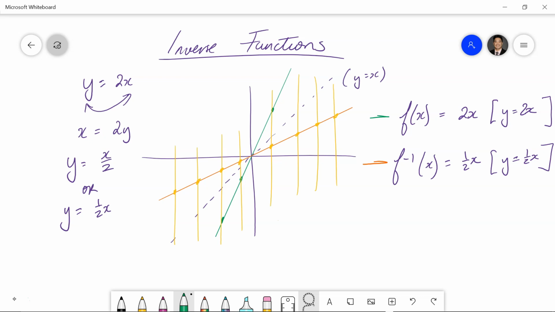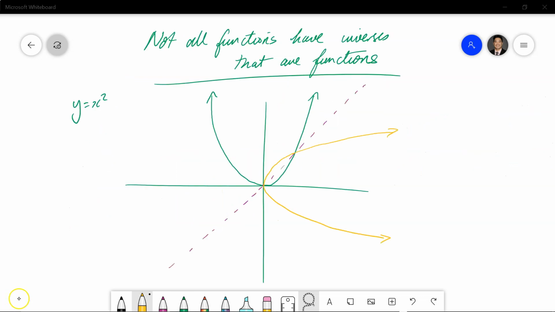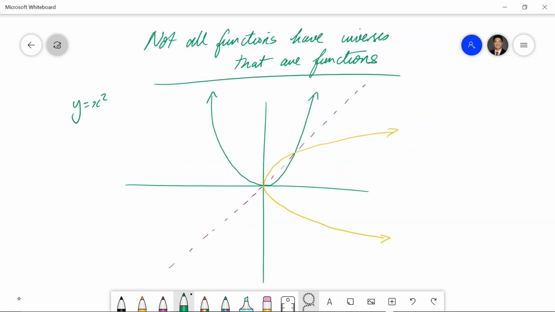And I'll show you an example of what I'm trying to communicate, because otherwise these words can sound a bit of a tongue twister. So here we have a parabola of y equals x squared, which is represented in the green.